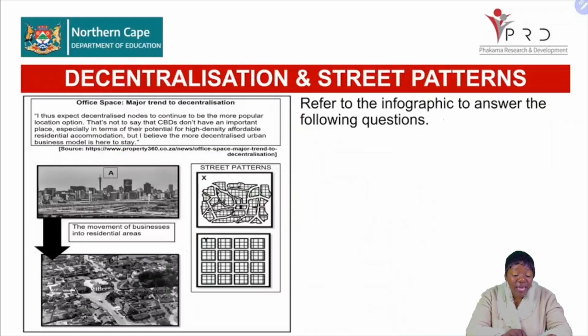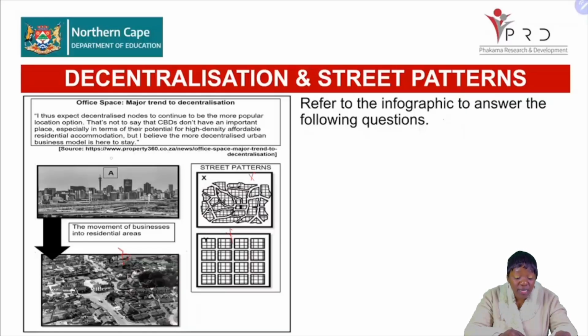Then we're looking at the picture. We have picture A and then we have picture B. Then we have the street patterns. We have X and then we have Y. So in our extract, as we've said, it's the office space, a major trend to decentralization.